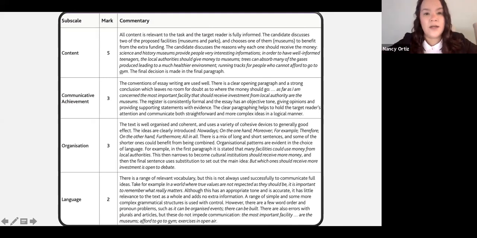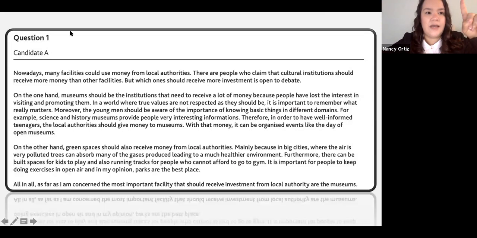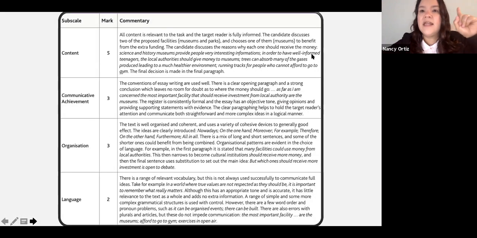Remember the writing one? The person chose one. And the person got a 5. So the instruction says to choose one. The person got a 5 here. This is the number 1. Look, candidate A, the person got a 5, and it says, chooses one of them, museums, and the final decision is made in the final paragraph. As long as you concentrate on the task, you can get a 5.